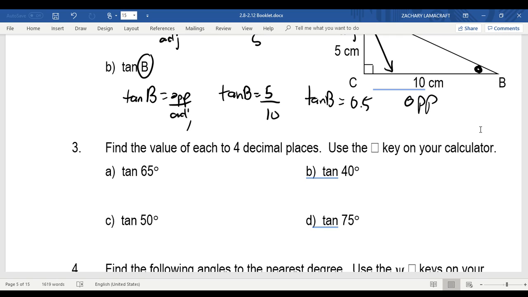On your iPhone, you're going to type the number first. So you're going to hit 65, then tan. What do we get? I got 2.1445, right? So 2.1445. So try that again. Hit 65 tan.